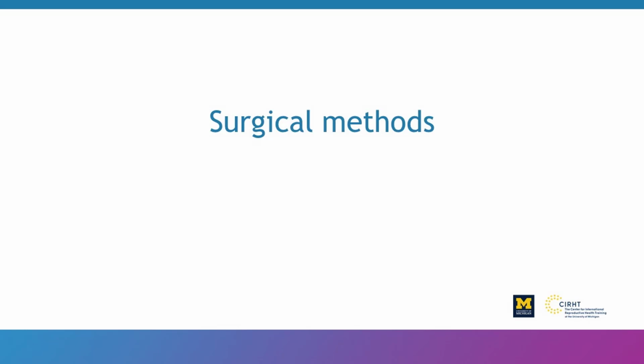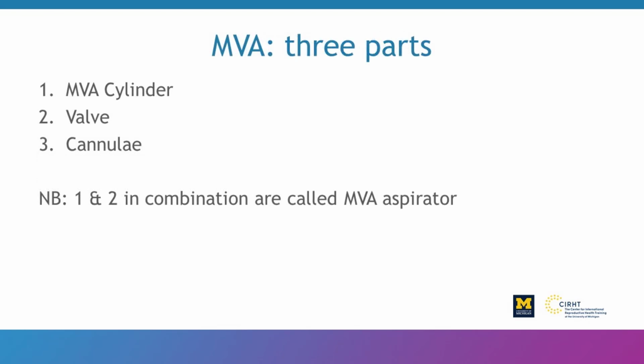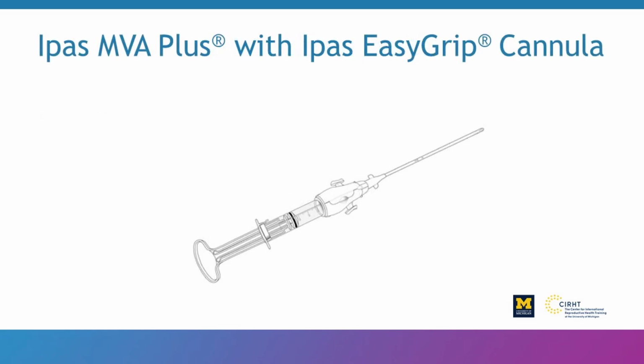And the commonest surgical procedure that we do for termination of pregnancy in the first trimester is manual vacuum aspiration. Manual vacuum aspiration is evacuation of the content of the uterus using flexible cannulas and syringes. It has three parts: an MVA cylinder, a valve, and a cannula. This picture shows a complete MVA set. The tip is a cannula, and it has a valve and a syringe. It's called the iPas MVA Plus with iPas Easy Grip cannulas.